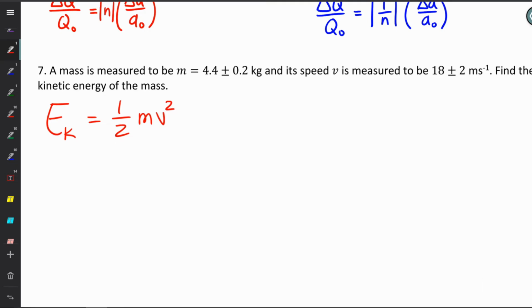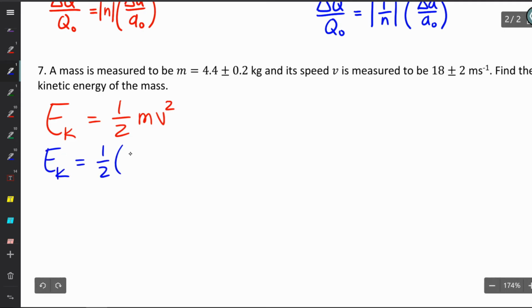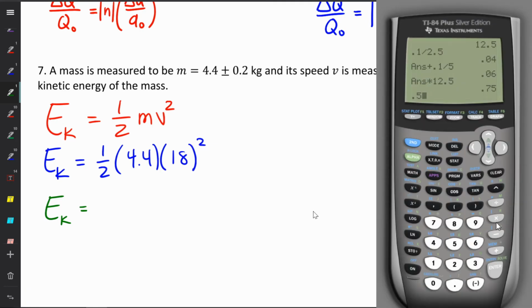So let's go ahead and just calculate the kinetic energy. It gave us the numbers. Let's calculate the quantity first, and then we'll worry about figuring out the absolute error later. So the kinetic energy is going to be 1/2 times 4.4 times 18 squared. That gives us the result of, let's grab our calculator, 0.5 times 4.4 times 18 squared. 712.8. And the unit is the joule.